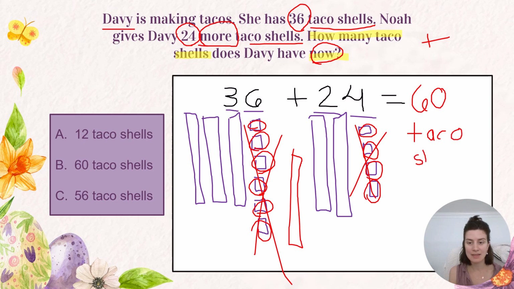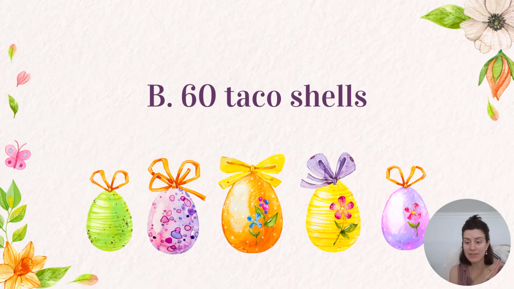All right, guys, this was great. We do time practice. We just completed step 3. Solve it because we planned it. All right, friends, on my previous slide, I had answer choices, one of which was B, 60 taco shells, and that was the correct answer.